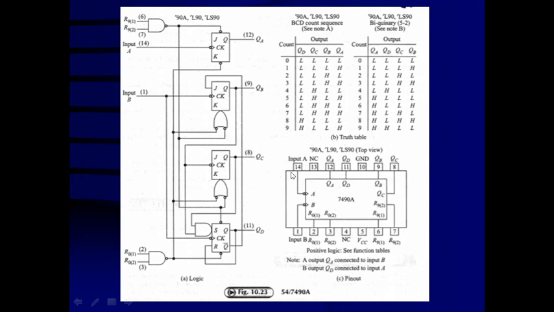Pin number 10 is the ground. Pin number 12 is QA. Pin number 11 is QD. Pin number 13 is not connected anywhere. And this way, pin number 9 is QB and pin number 8 is QC. These are the outputs QA, QB, QC and QD. And the clock input may be provided to A or to B, and that way it will work as a 2 by 5 or 5 by 2 decade counter.